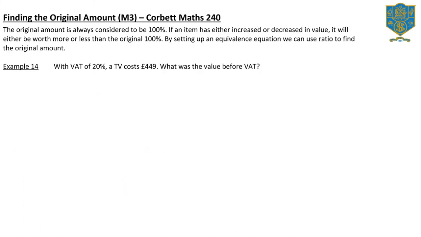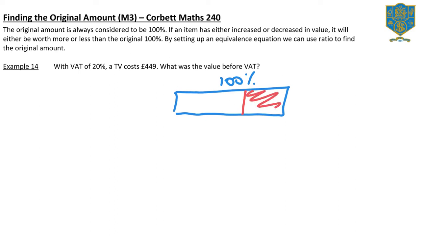Finding the original amount. So the original amount is always considered to be the 100%. If an item is either increased or decreased in value, it'll be worth more or less than the original 100%. So we set this up as an equivalence equation, or we can use a ratio to find the actual amount. So what we've got in these questions is the original is always worth our 100%. And we can either be increasing it by a certain amount, or we can decrease it by a certain amount. And then the new percentage will be equivalent to the value. And by setting that up as an equation and using proportion, we can work out what the full 100% was.